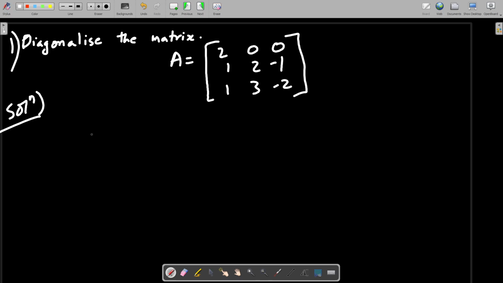Okay, so diagonalize the matrix. So the first thing will be, step 1: find the eigenvalues of A.